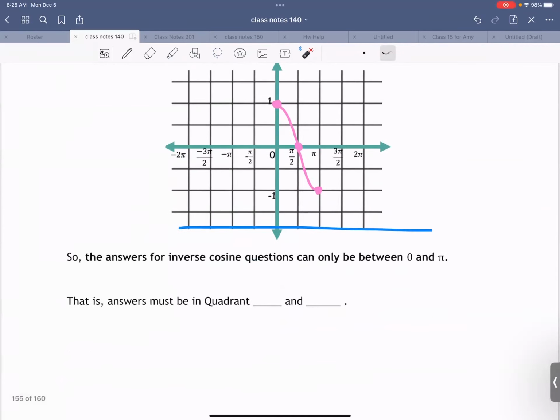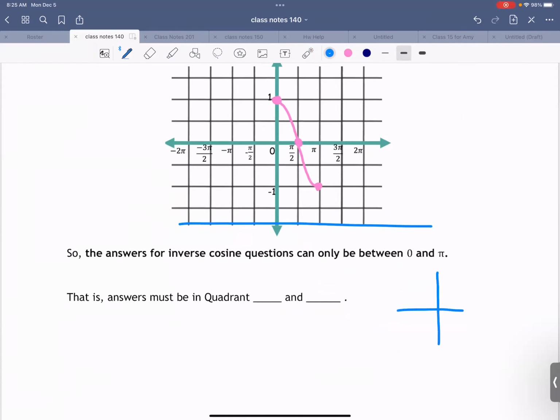Okay. Now let's take a look at the unit circle here. If I just draw a bad version of the unit circle, I know that 0 is here, pi over 2 is up there, pi is to the left, and then we got 3 pi over 2 here. What quadrants are between 0 and pi? 1 and 2, right? Because quadrant 1 is there, quadrant 2 is there. So in this case with cosine, the only answers we can have are in quadrants 1 and 2, nothing else, okay? And what this does is that it actually makes inverse cosine questions a little bit easier to deal with, and we'll talk about why that's true.